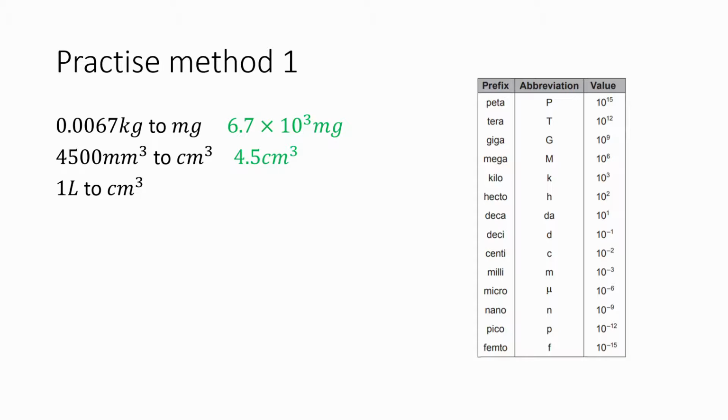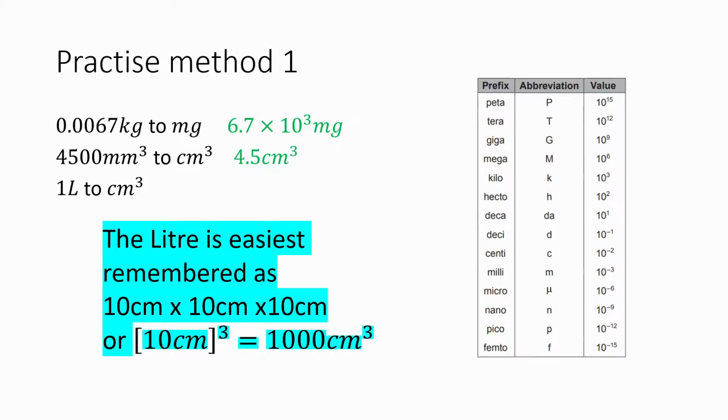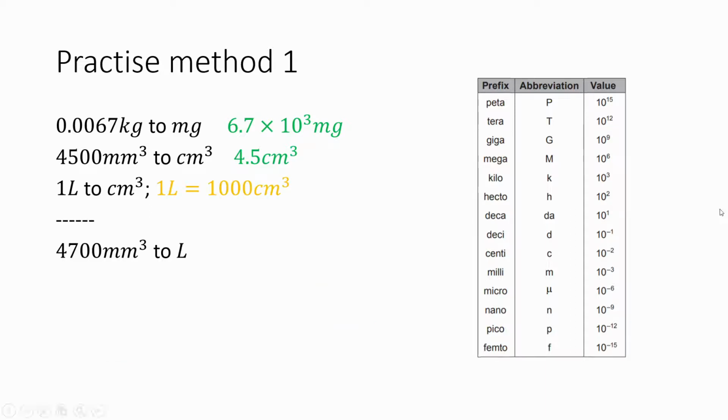Now 1 litre to centimeters cubed. So I found this quite useful in topic 8 to remember the litre in terms of centimeters cubed as 10 centimeters times 10 centimeters times 10 centimeters, or 1,000 centimeters cubed. Knowing this, try and convert 4,700 millimeters cubed to litres. And then after you've done that, try and convert 40 kilometers an hour to meters per second.